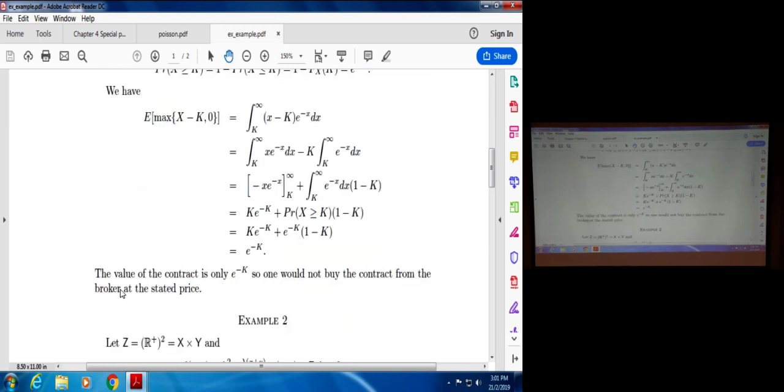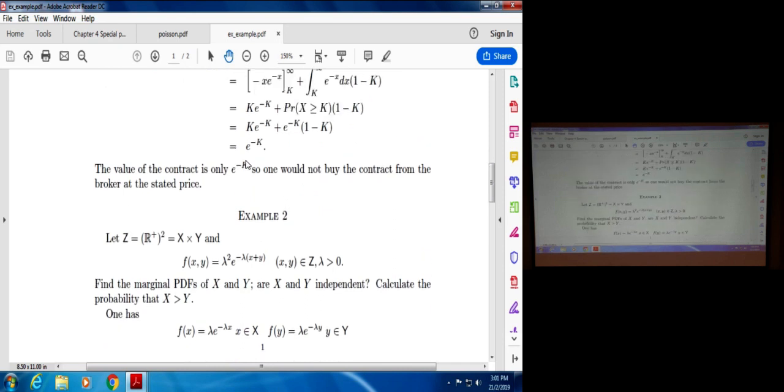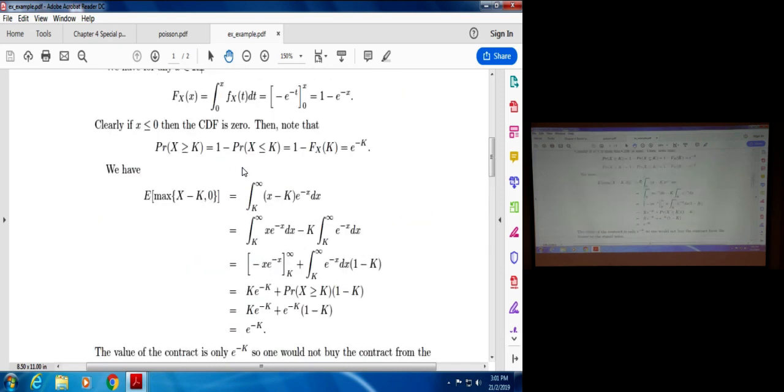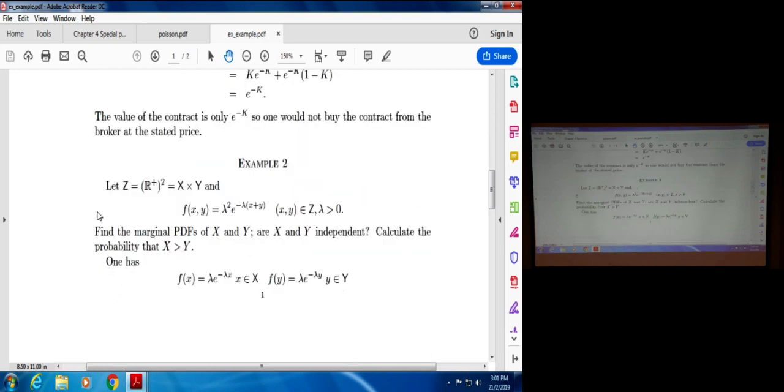Okay, so you wouldn't buy the contract from this particular broker who's trying to pull one over your eyes and get you to pay him for the contract more than it's worth. Okay, so that was example 1. Example 2 is the following.